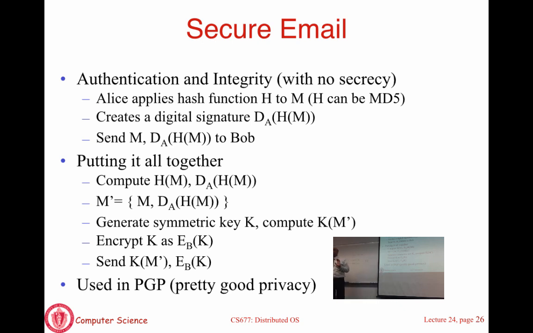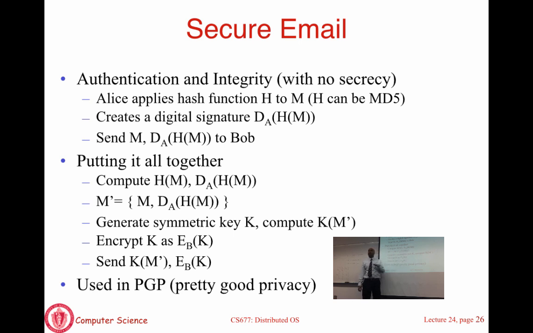Now we will actually encrypt M prime, and we'll use the previous technique. First, your mail client will generate a symmetric key K, and you will encrypt M prime with K. So now you've taken the email and the signature and encrypted it. Then, since the key also has to be sent, you take Bob's public key and encrypt the key itself. At that point, you send K of M and the encrypted key.